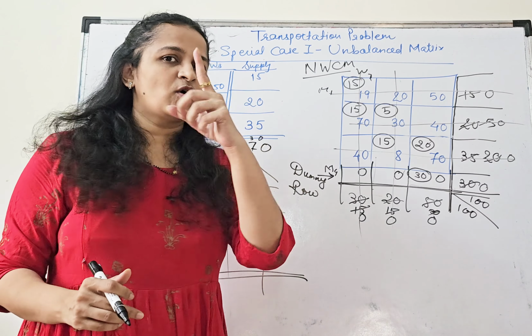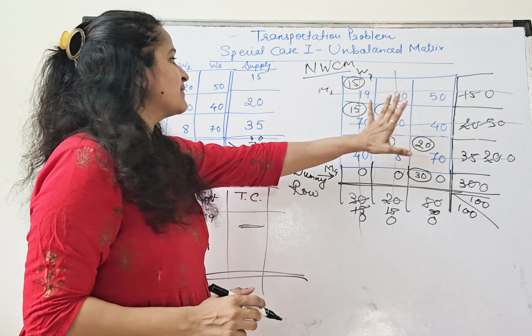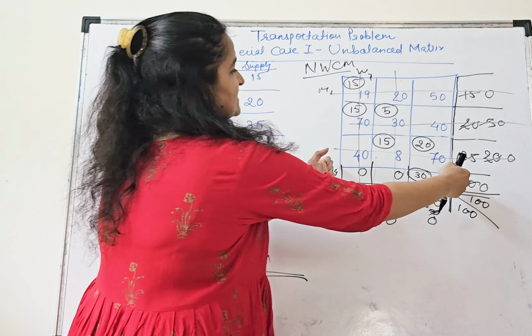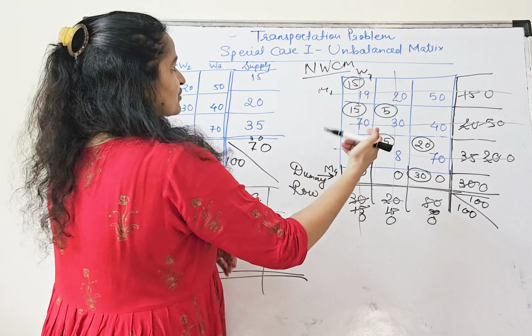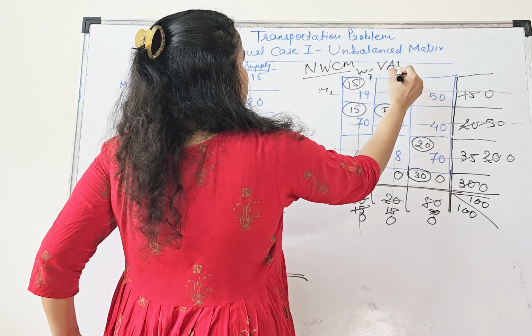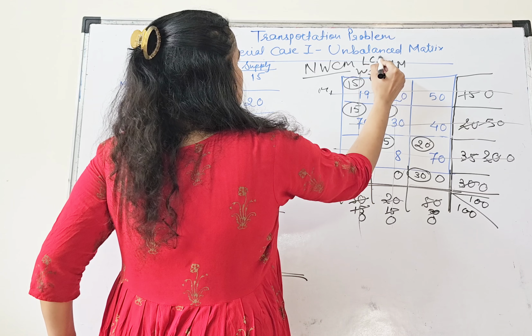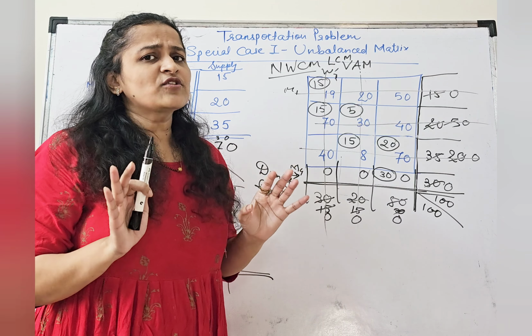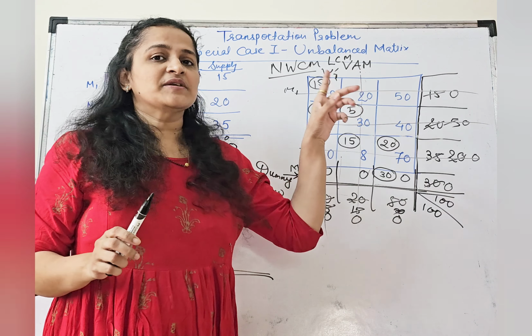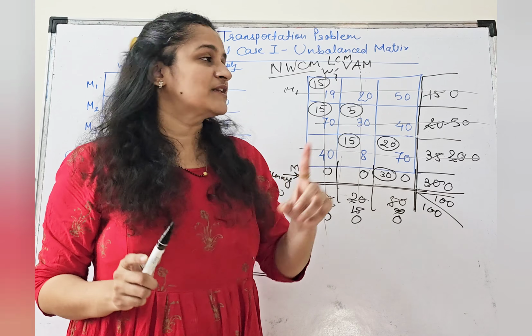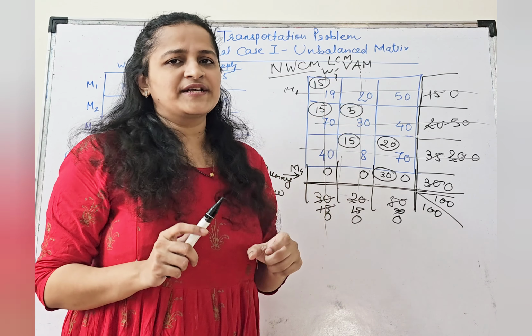Now one more small homework for you. Solve the same example. You can take this balanced matrix directly and try it with Vogel's approximation method, even the least cost method, right? 99% of the times Vogel's approximation method is going to give you a better solution than these two. But you try it yourself, right?